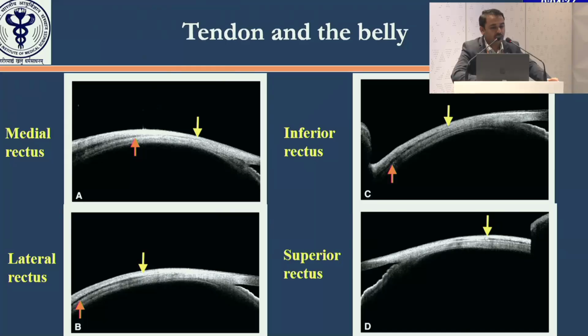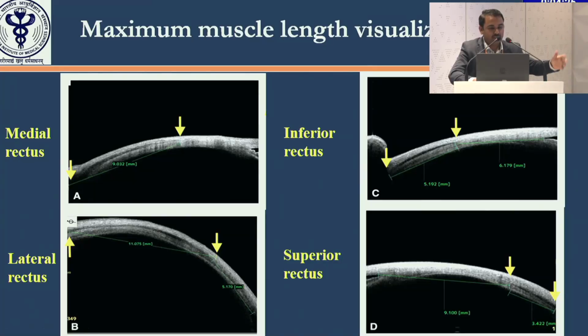You cannot say 100% that this is a transition zone between the tendon and the belly, but somehow you can say this is quite clear that this is belly and this is a tendon. Of course, the tendon is going to be thin. You can see the tendon has more noise and the belly has more of a blackish discoloration. In the same way, by a good amount of abduction, you can see 9 mm of MR. This is the maximum amount we can see.